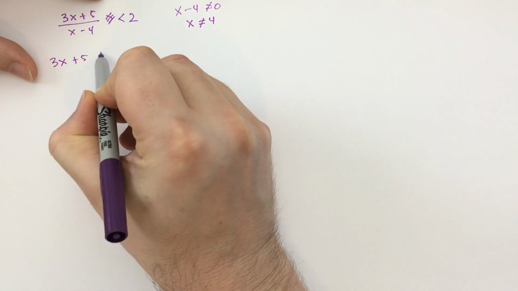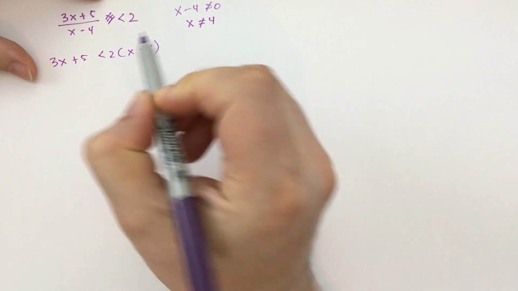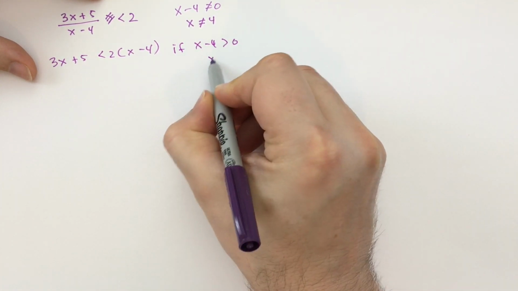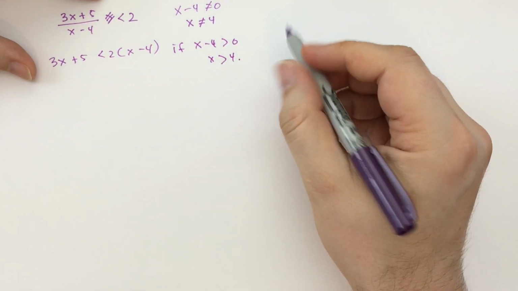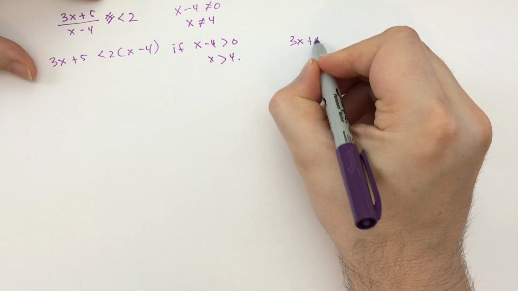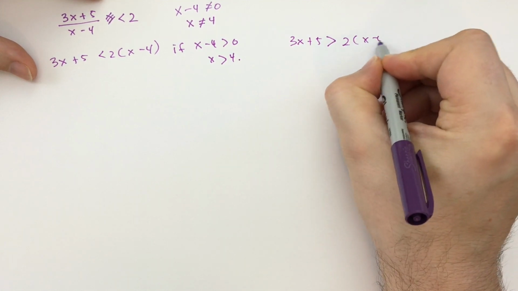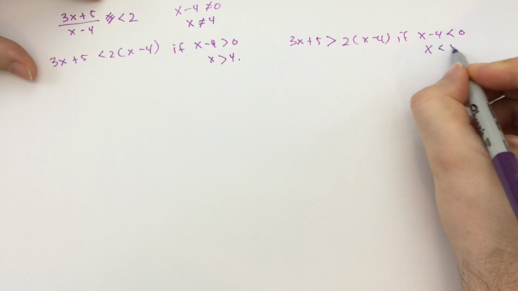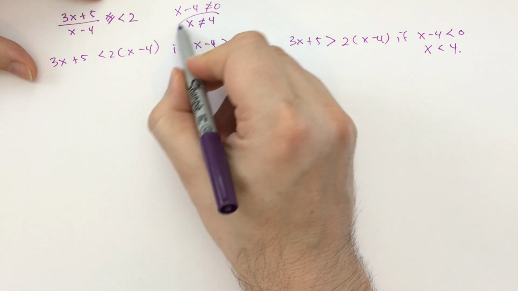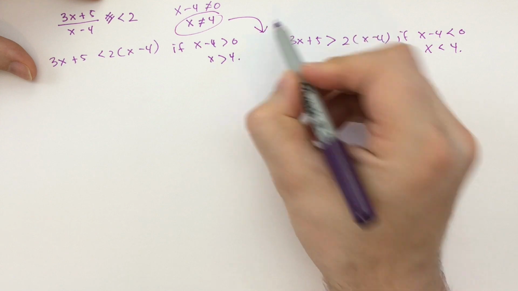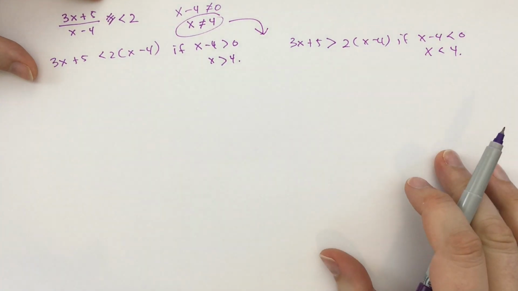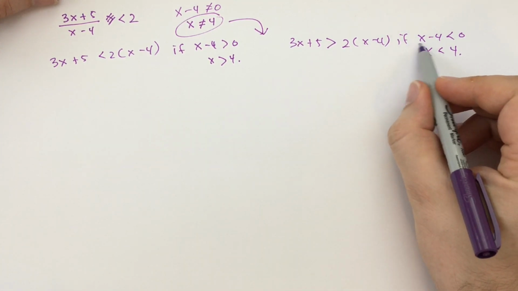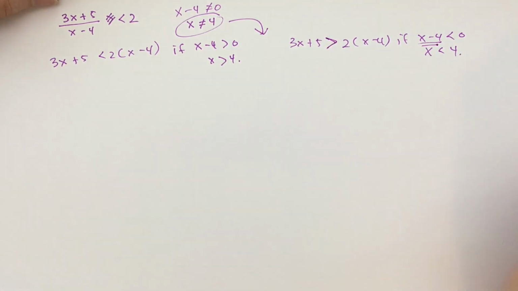Okay? Now, we're tempted to write it out like this: 3x plus 5 is less than 2 times (x minus 4). But this is only true if x minus 4 is greater than 0, or x is greater than 4. If x minus 4 is less than 0, or x is less than 4, then we have to write 3x plus 5 is greater than 2 times (x minus 4). So you see this x equals 4 position is kind of the dividing point between these two equations because we're multiplying by that. And again, the reason we're doing this is because if x minus 4 is negative, then we have to flip the direction of that sign.